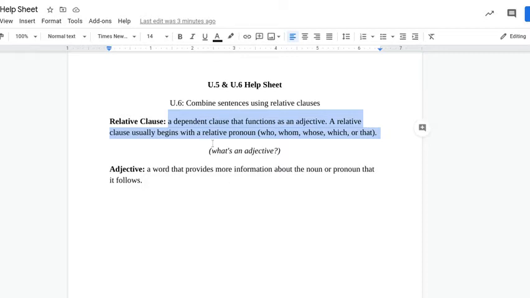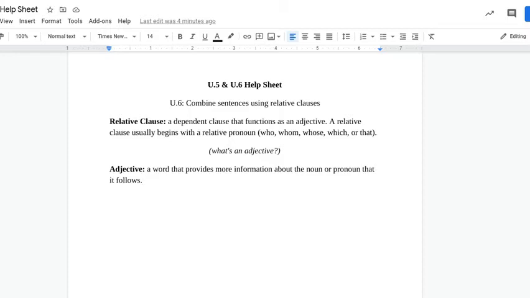Okay, really fast, what's an adjective? An adjective is a word that provides more information about the noun or pronoun that it follows. So if the relative clause is functioning as an adjective, it means that we're using this little dependent clause to give more information about a noun. So what we're going to need to know in this is noun, which is a person, place, or thing, and adjective, which is the word that provides more information about the noun.